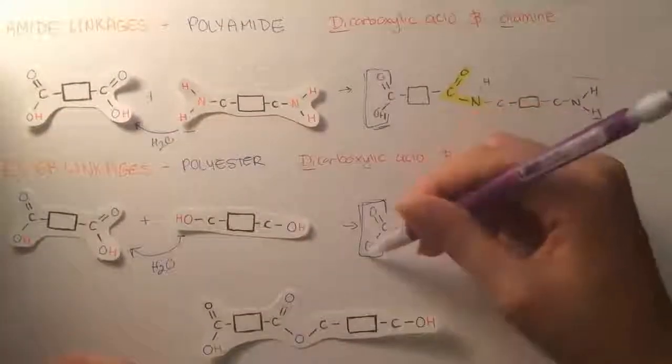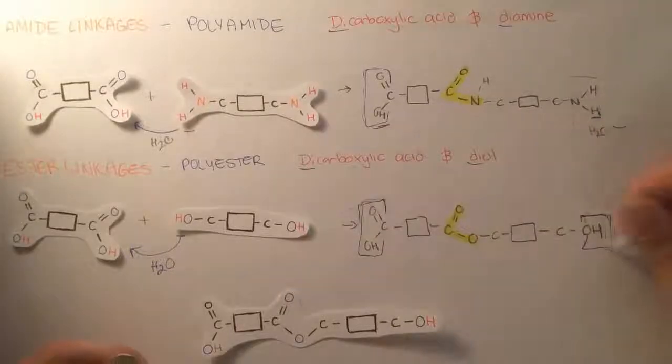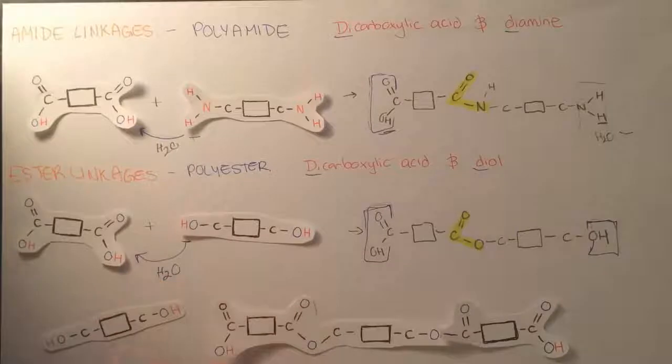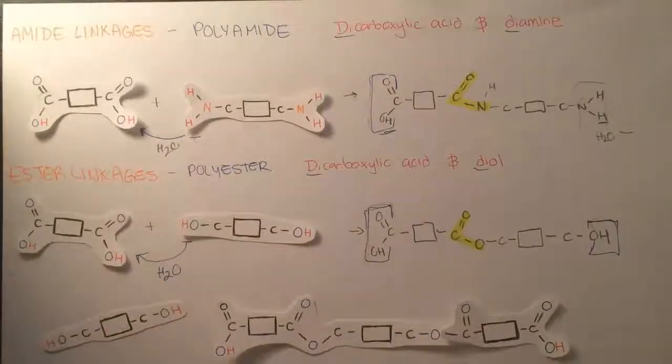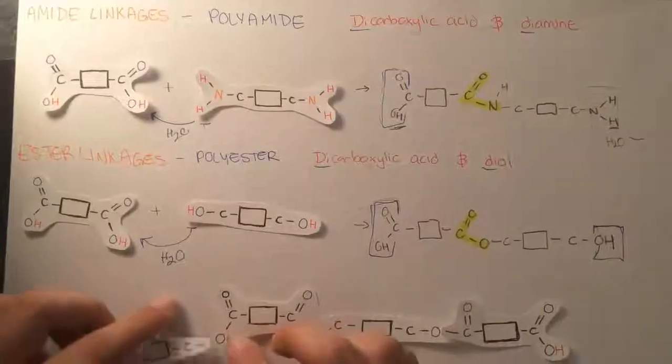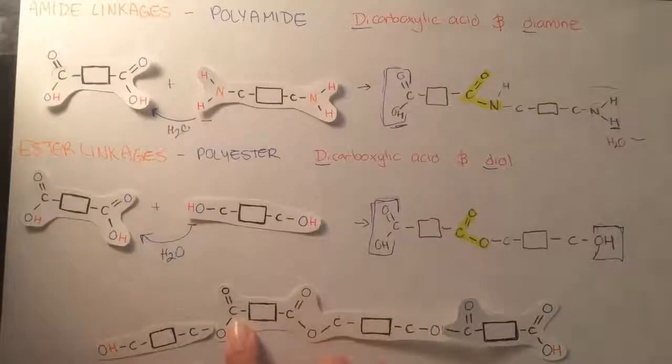At the end of this chain, I have a carboxylic acid, and at the end of this chain, I have an OH, which over here, with my carboxylic acid, it will react with another diol. And then what happens is the H and the OH come together, creating water. The O will bond with the carbon, creating another ester linkage. Please ignore the H.